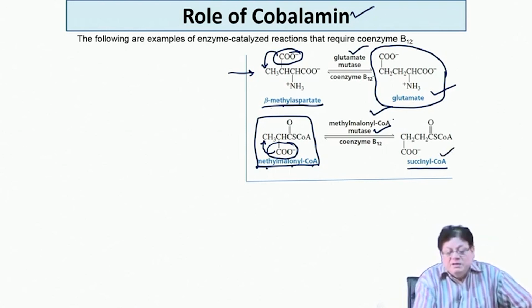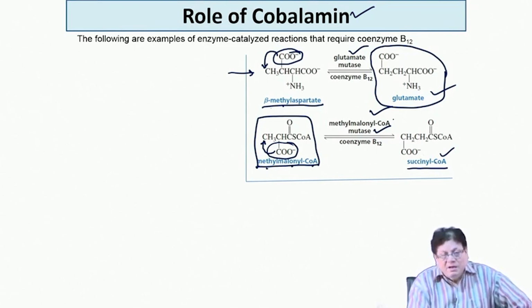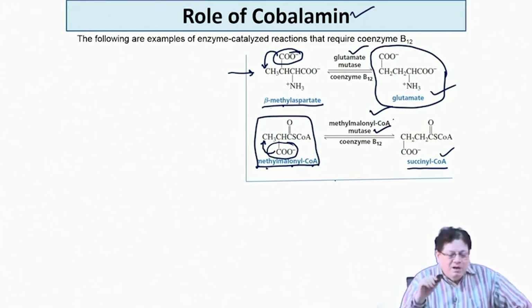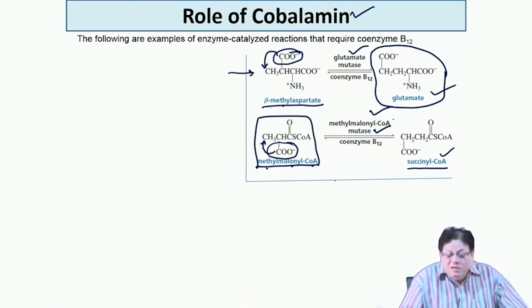But the thing is that these reactions are reversible. So, for the reverse reactions you can call this glutamate mutase and you can call this succinyl CoA mutase. Okay. You understand the point, no? Because of which direction you are following, accordingly you can name the enzyme. Okay. Now, let us see how these mutations are done.